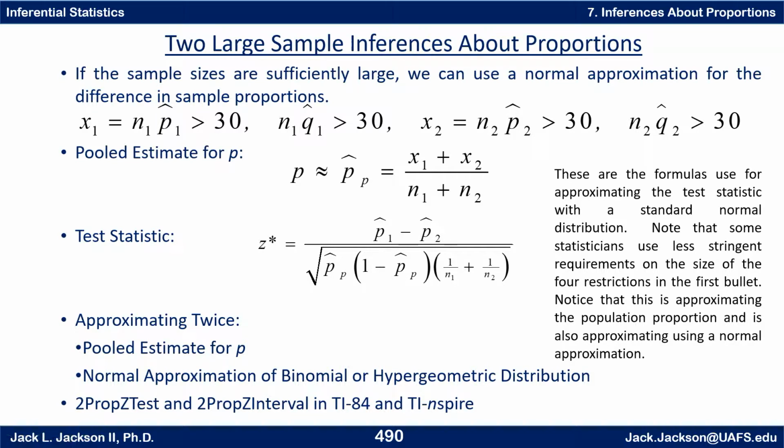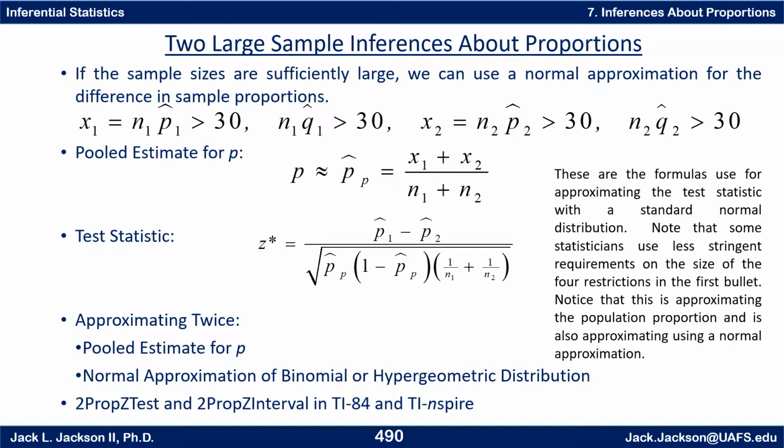And if these things are big enough, if the population size is big enough that the N1P hat 1, N1 times Q hat 1, and so forth for all four of these numbers for both samples are large enough, then a normal approximation will be pretty good. Notice we are approximating a couple of times here. We're approximating a pooled proportion for the population proportion, and our normal approximation of a binomial or hypergeometric distribution is something we're also doing.